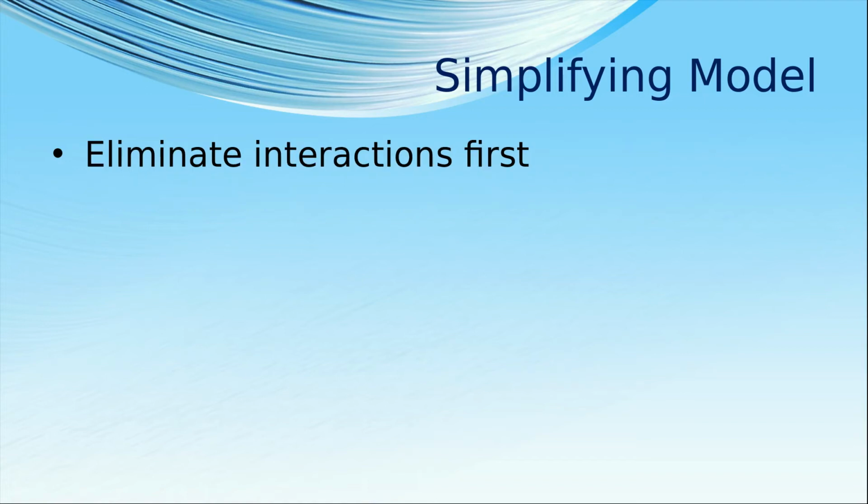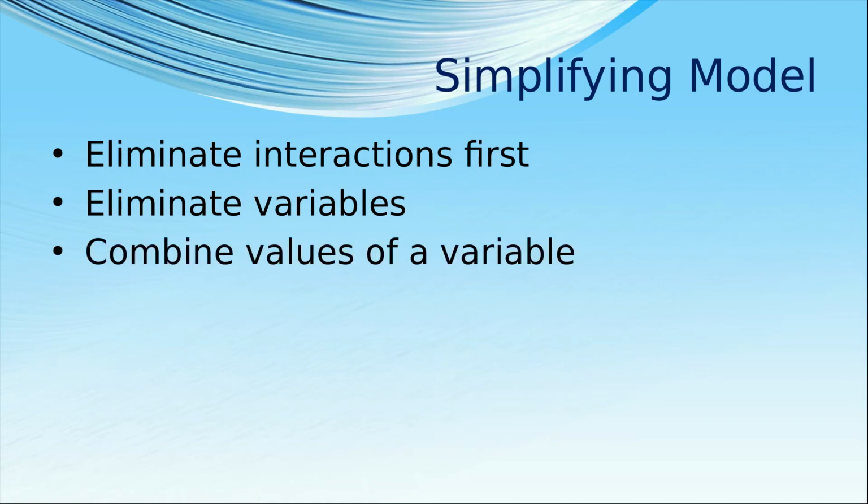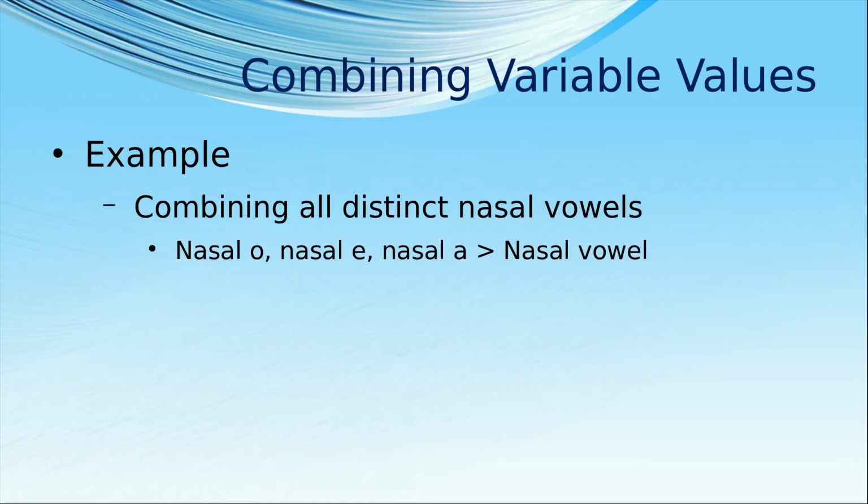One way of simplifying the model is by eliminating irrelevant interactions. That's the first place to start. Second, eliminating variables that are irrelevant. Another way to simplify the model is to combine the values in a single variable. So as an example, let's consider combining all distinct nasal vowels into a single value, nasal vowel.